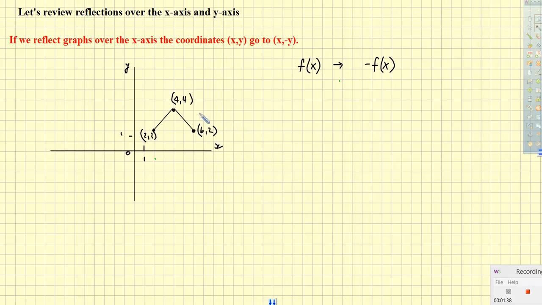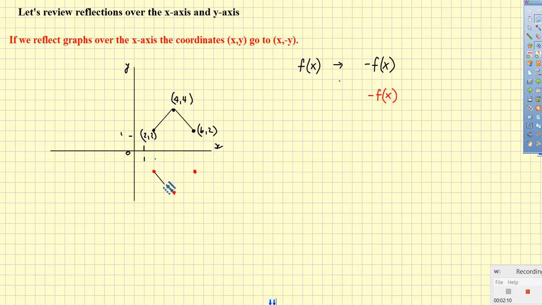Alright, so what that automatically tells us is that for our negative f of x graph, which I'm going to do in red, all our y values are going to change. So that (2, 2) will go to (2, negative 2). (4, 4) will go to (4, negative 4). And our point (6, 2) will go to (6, negative 2). So there is our new graph.